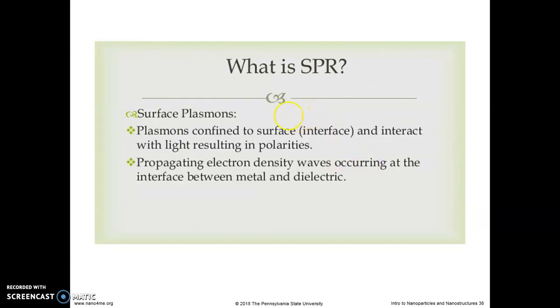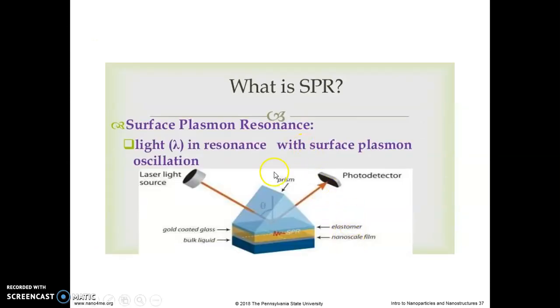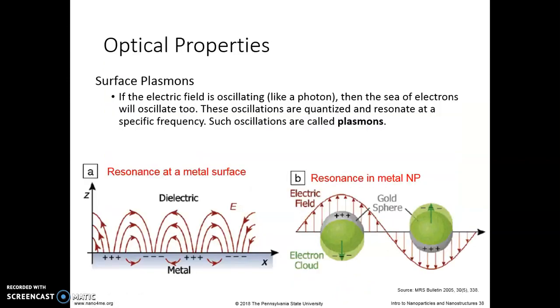Surface plasmons are confined to the surface and interact with light, resulting in polaritons, propagating electron density waves occurring at the interface between the metal and dielectric. Here you can see this. This diagram clearly explains surface plasmon resonance, light in resonance with surface plasmon oscillation. Here you can see the laser light striking at an angle, then reaching the photodetector. With the help of this we can clearly explain surface plasmon resonance.